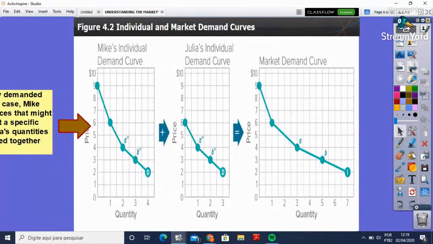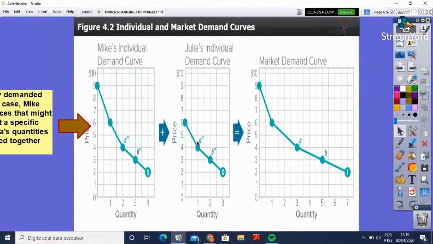How does the market work? We have individual and market demand. Let's talk about Michael. This is Michael's individual demand curve. Can you see? From A to B, can you see the difference? From A, at the price of $4, he buys 2. At the price of 3, he buys 3.